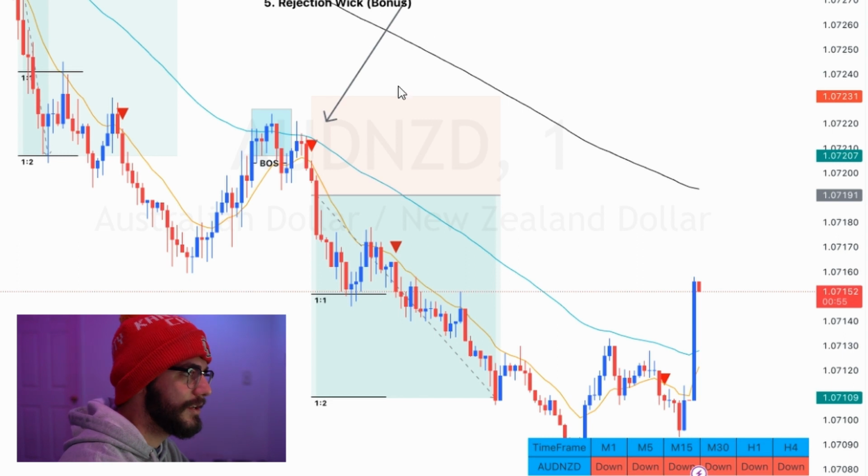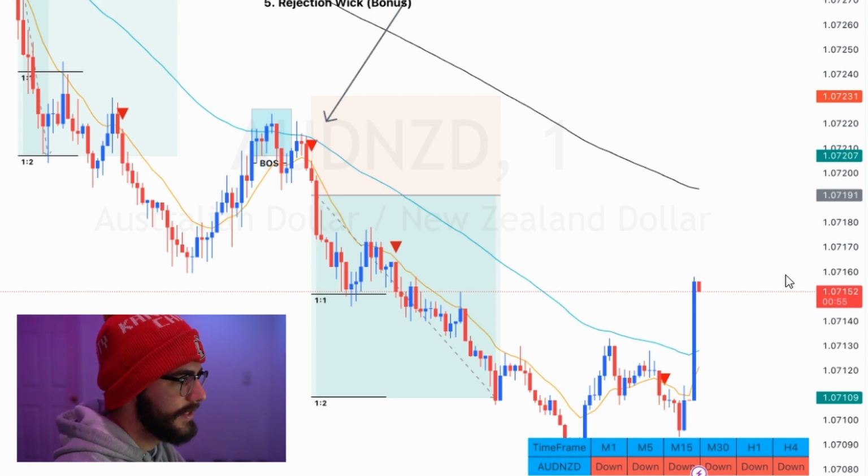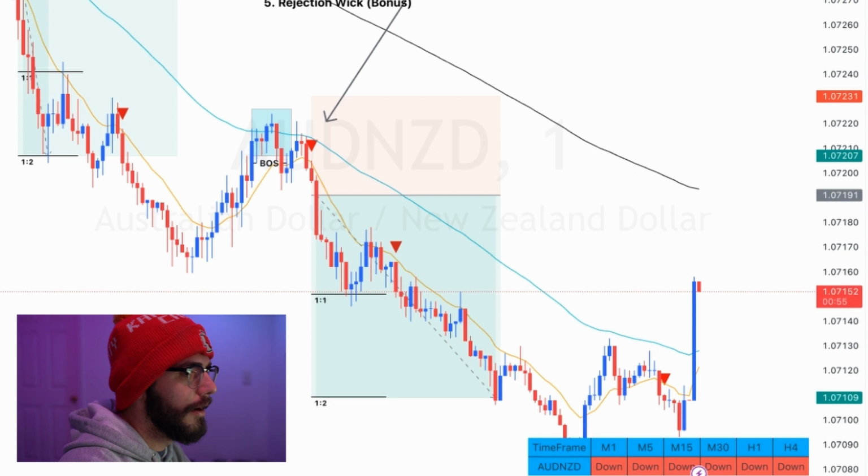So I got in there. As you can see, it's a bonus for me if I have that. Got in right here, put my stop loss above the high roughly, and bang. As you can see, that ended up winning, got out.